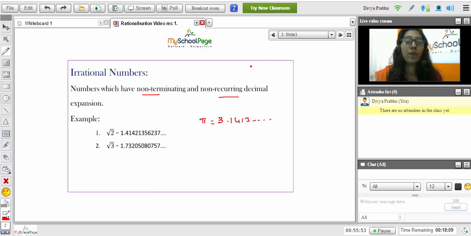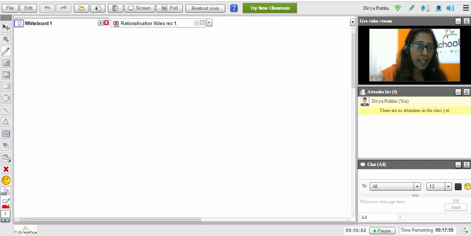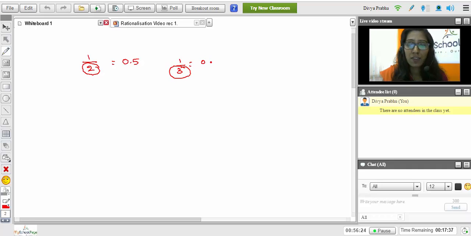Okay, now coming back to rationalization. Why do we need rationalization? What is rationalization? We'll take examples. Suppose I have a rational number, 1 by 2, a best example. In the denominator what do we have? 2. That's a rational number again. So I can easily divide and tell it's 0.5. The other example we had taken was 1 by 3. This is also a rational number, so I can write 0.333.